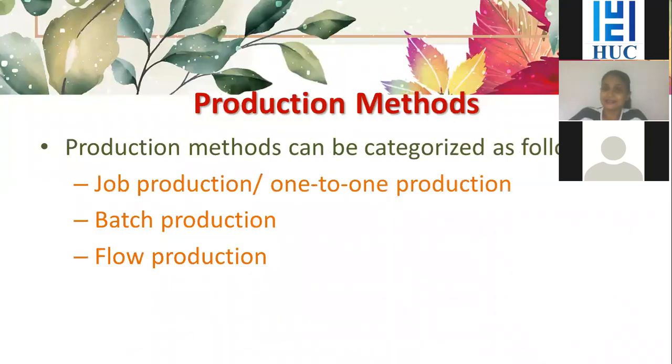Then types of production methods. There are 3 types of production methods. Some businesses are using job production, some businesses are using batch, and some businesses are using the flow production method, right? We have another name for job production, one-to-one production. Let's see one by one what job production is, what batch is, and what flow production is.